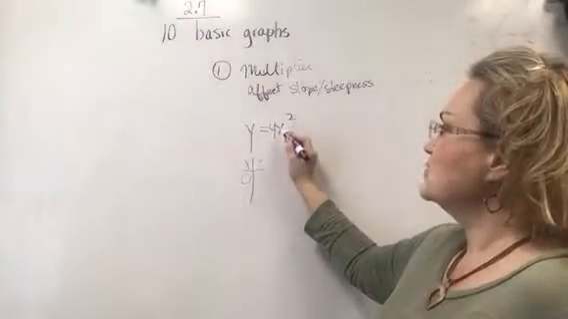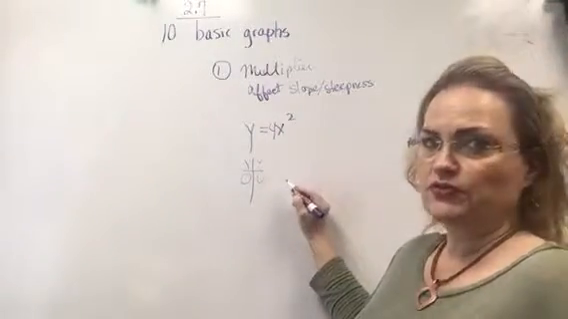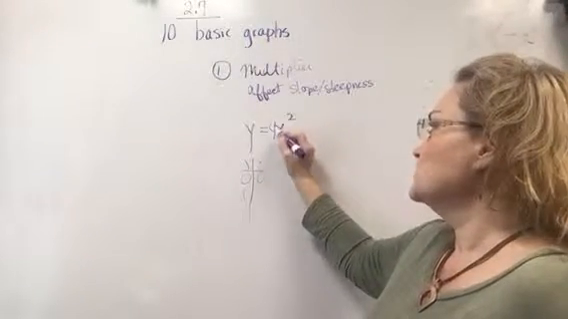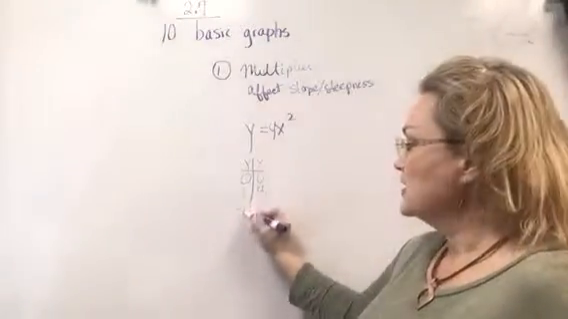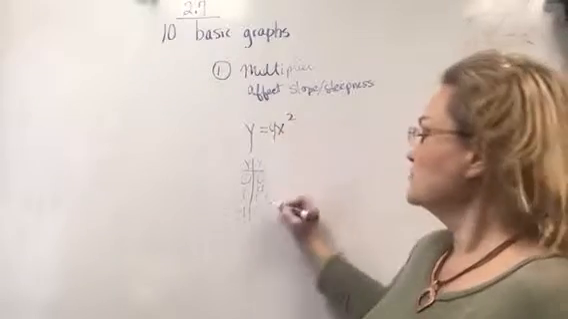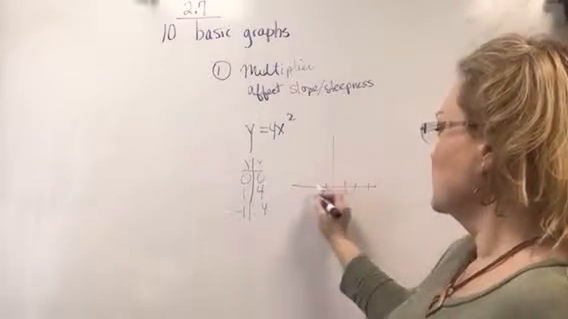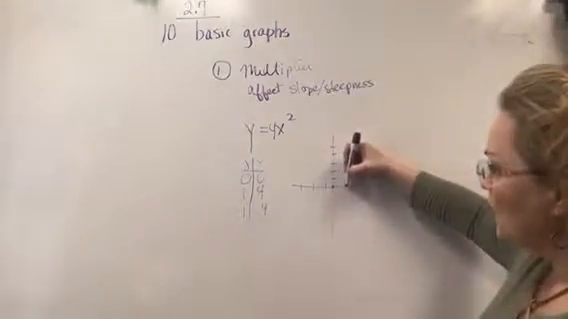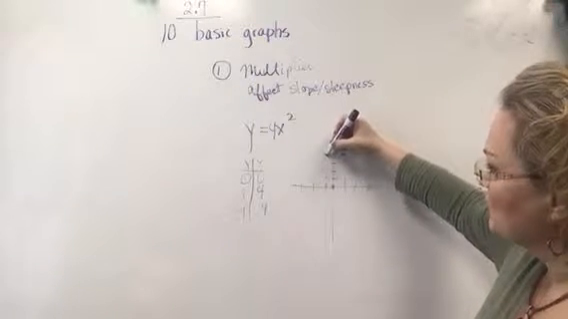You plug in 0, 0 squared is 0, times 4 is still 0. So it did not move from the origin. But when I plug in 1, 1 squared is 1, times 4 is 4: 1 and 4. When I plug in negative 1, I get the same result. Negative 1 squared is 1, times 4. Let's plot those points and see how the curve looks. 0, 0. When I go over 1, I go all the way up 4. And when I go back 1, I go up 4.